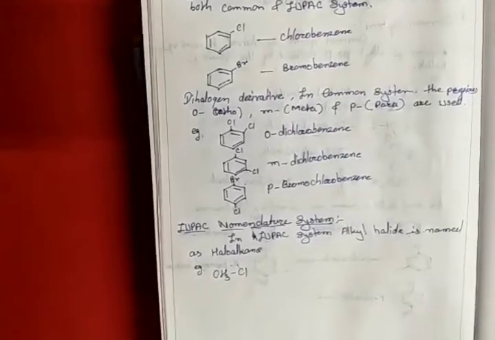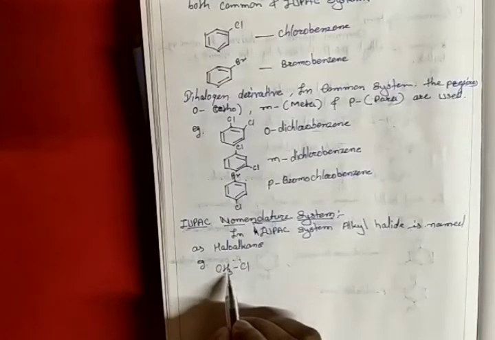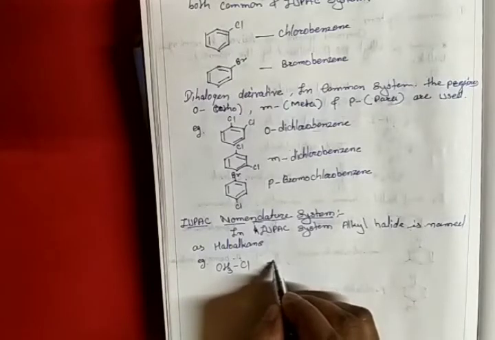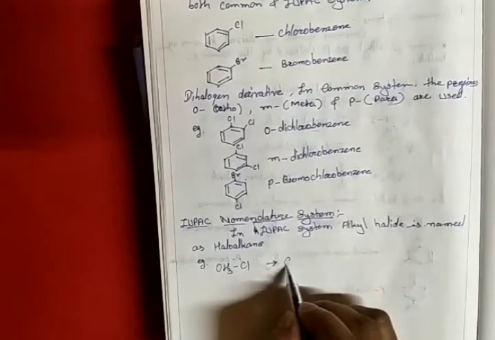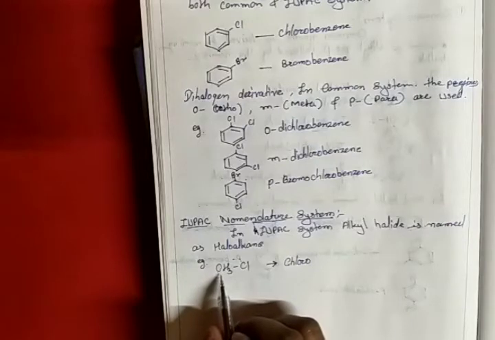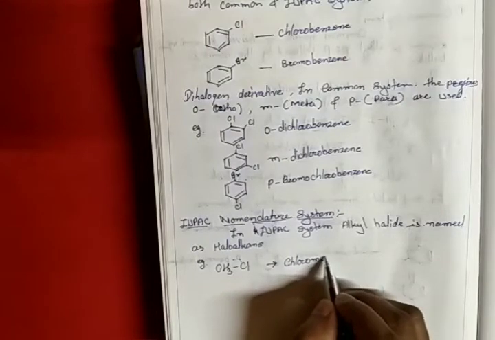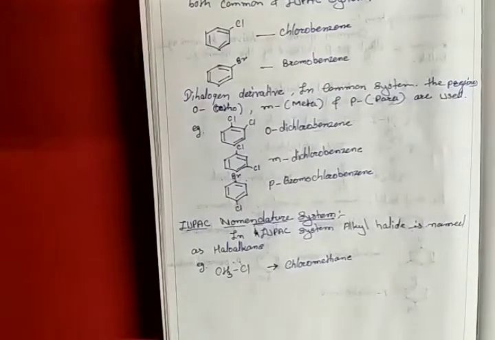For example, CH3Cl. So this is a simple alkyl halide. We have to write its IUPAC name. So haloalkane. The halogen atom is chlorine, so we have to write chloro, and the alkane is methane because there is only one carbon atom in the alkyl group. So CH3Cl is called chloromethane.